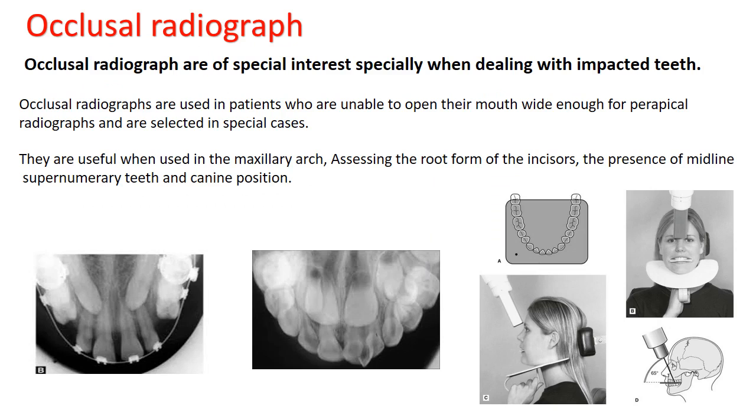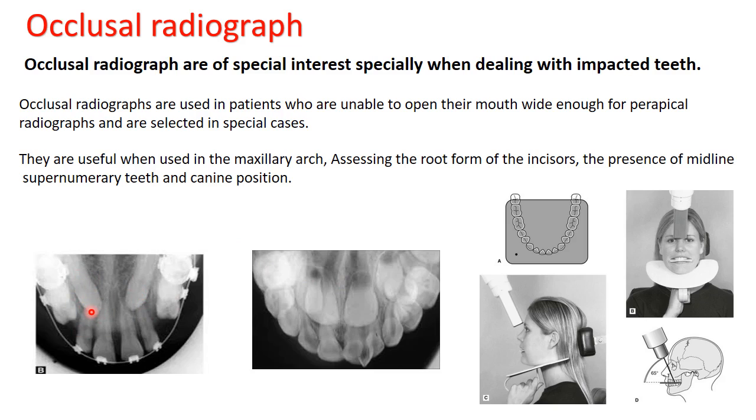Occlusal radiographs are of special interest, especially when dealing with impacted teeth. We used to use these radiographs very frequently in many patients, especially in cases of impacted teeth, and they are used in patients who are unable to open their mouth wide enough for periapical radiographs, and they are selected in special cases. So, occlusal radiographs are usually used in the maxillary arch for assessing the root form of the incisors and the presence of midline supernumerary teeth and for assessing the canine position.